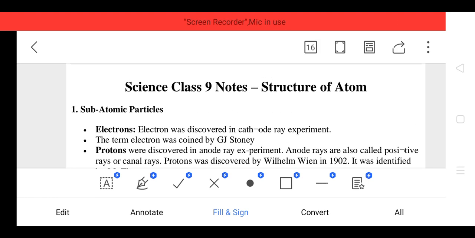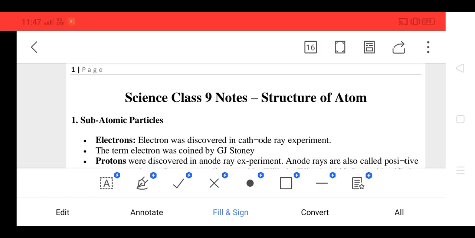In the next video, we are going to brief up the next chapter of any of the classes, either 8th, 9th or 10th, which will be helpful for HSTR, GPSTR and also Karnataka TET or any other CTET exams.